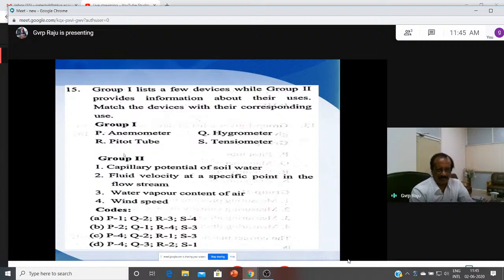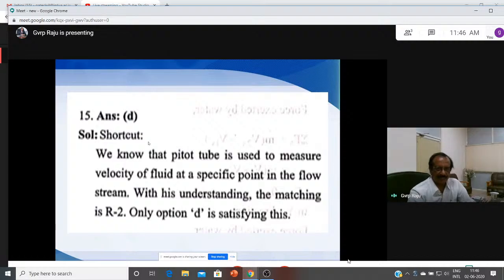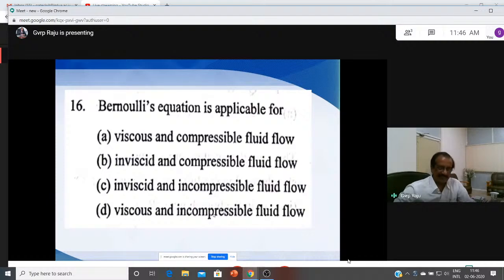No doubt anemometer is for wind speed, hygrometer for water vapor content, and tensiometer for capillary potential. But you are confident that the Pitot tube is for measuring fluid velocity. So R is 100% true for 2, and R is equal to 2 only for this option. So the answer is D. Shortcut: we know that the Pitot tube is used to measure the velocity of the fluid at a specific point in the flow. With this understanding, the matching is R2, so only option D is satisfying this. A simple way of approaching it.